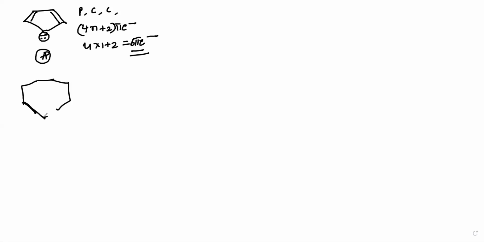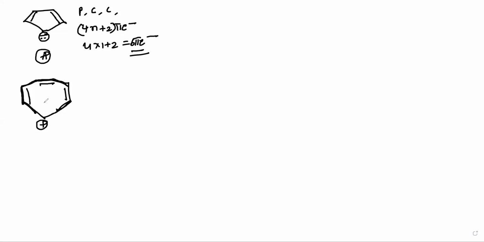Cycloheptatrienyl cation. Here is the molecule. In this one, hepta means how many? 7 carbons are present. Then in this one, 3 pi bonds are present, one here, and one here. Then this is the positive charge.